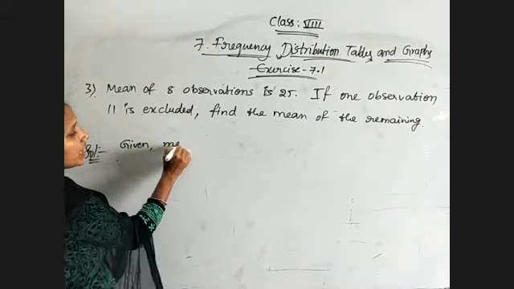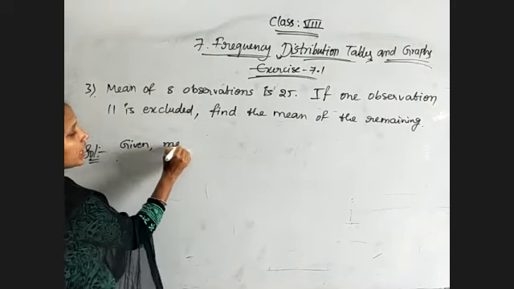Mean is nothing but sum of the observations by number of observations. Here the sum of the observations we don't know. So sum of the observations is sigma x divided by number of observations 8 is equal to 25, given in the question. So sum of the 8 observations will be equal to 25 into 8, that is nothing but 200. Okay.